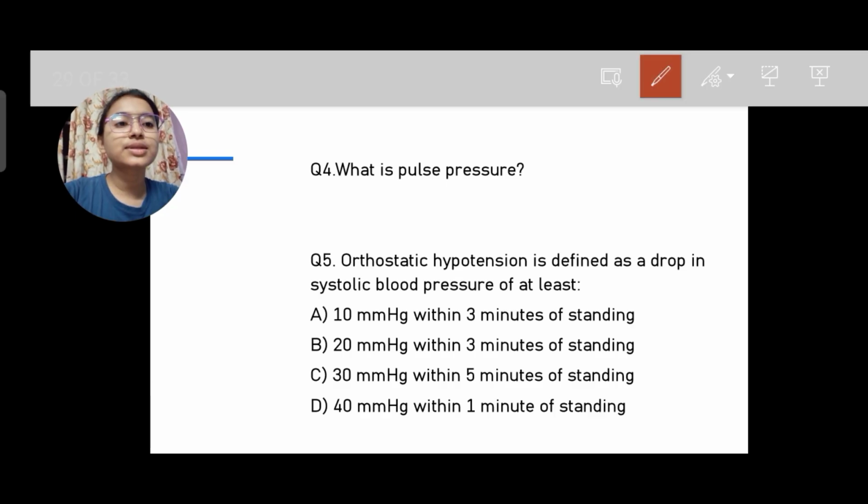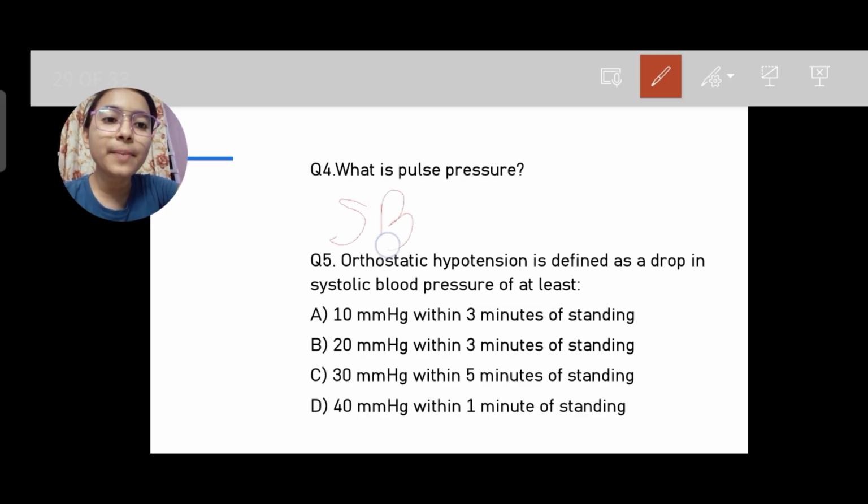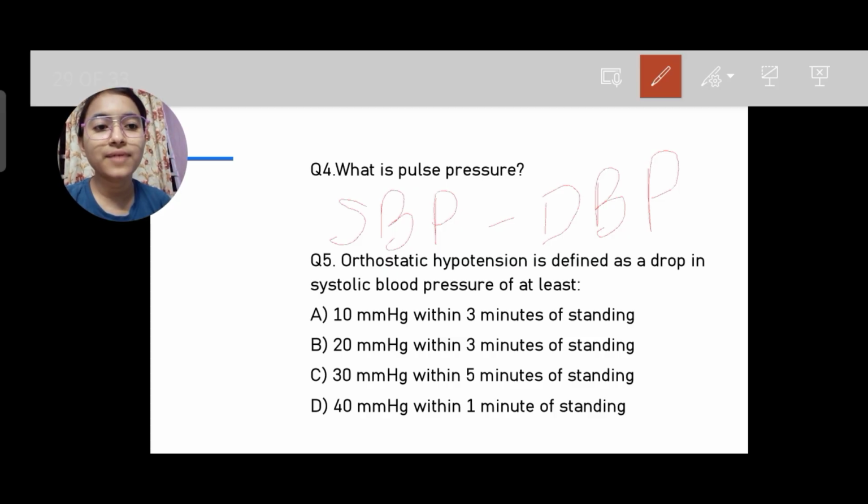Now there is a question: what is the pulse pressure? Pulse pressure is the difference between the systolic BP and the diastolic BP. The difference between the systolic BP and diastolic BP is the pulse pressure. And what is the normal pulse pressure? The normal pulse pressure is 20 to 40 mm of Hg.